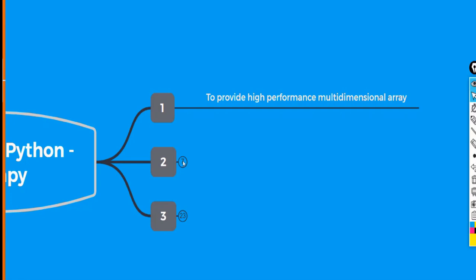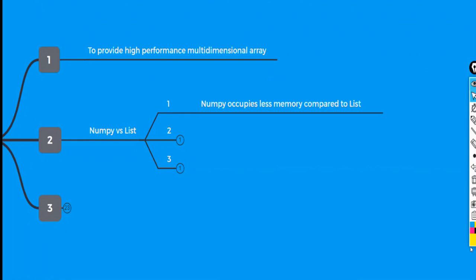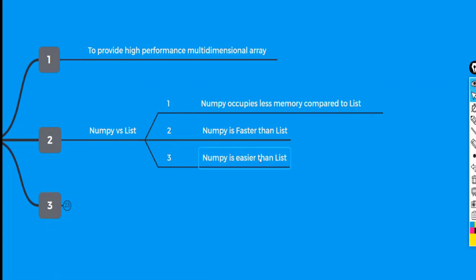First, NumPy occupies less memory compared to the list. Then NumPy is much faster than list. Then NumPy is easier than list. A lot of complicated operations we do in Python can be done very simply, like adding two numbers, how simple it is. Similarly, we can perform array operations. We can add two arrays and perform various operations in a simple method. That is why NumPy is much easier and faster, and it also consumes much less memory.